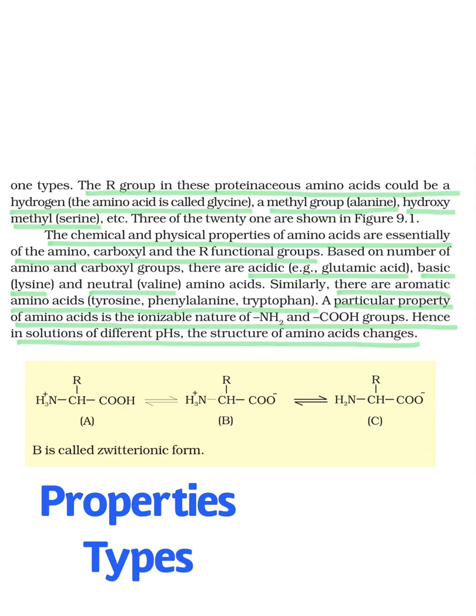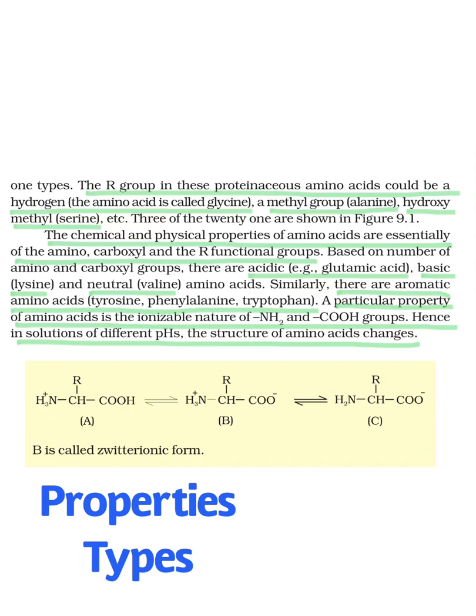If we talk about the chemical and physical properties of amino acids, they essentially depend on the amino as well as carboxyl and R functional groups. इनकी वजह से ही properties change होंगी. अगर हम amino group की बात करें तो ये basic nature का है, कार्बोक्सिल की बात करें तो ये acidic nature का है, और R group जो भी functional group present होगा उसके हिसाब से इसकी nature या property होगी.